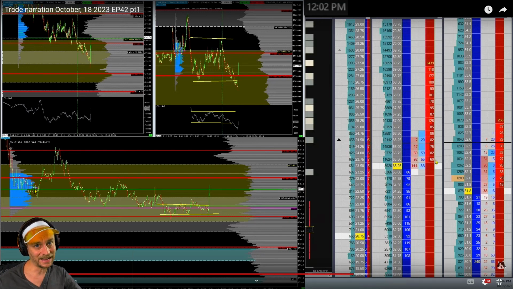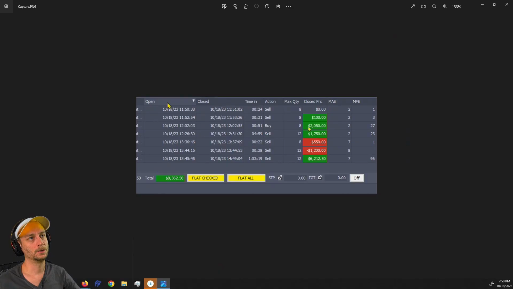Sometimes the market is not doing this type of behavior. So let's go ahead and look at the next trade, which will be the short. Again, we just looked at that one on the upside. We're going to look at this one on the downside.